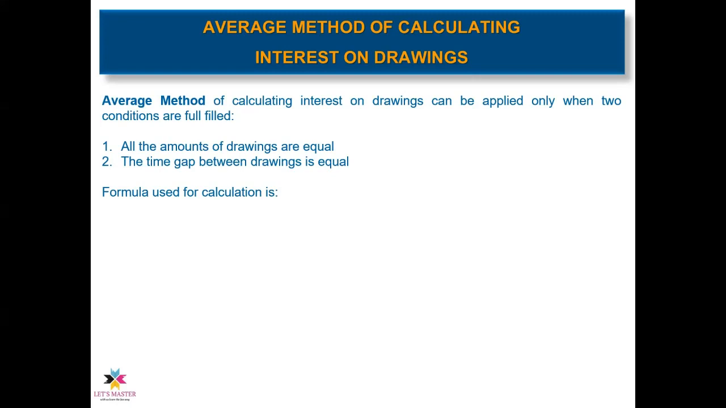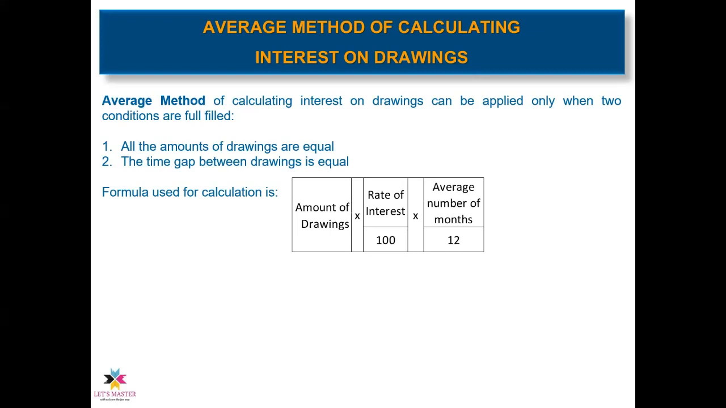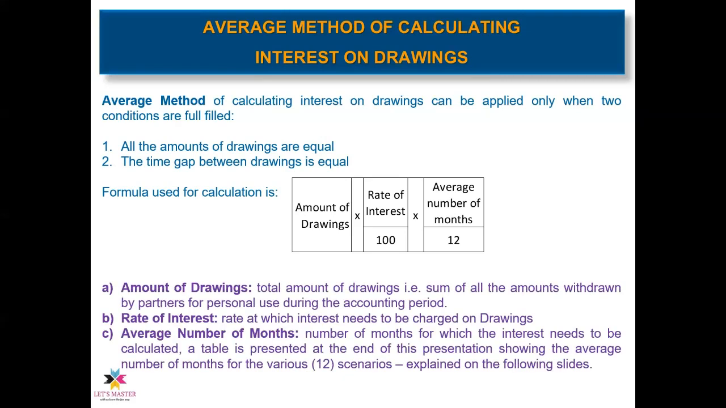And the formula for calculating the interest on drawings as per the average method is amount of drawings multiplied by rate of interest divided by 100 multiplied by average number of months divided by 12. Here, remember, even the amount of drawings is equal. Say for example, the partner is withdrawing 2,000 rupees every month. Then we will not consider 2,000 as the amount of drawings. We will consider 24,000. That is 2,000 withdrawn every month, so 2,000 multiplied by 12.